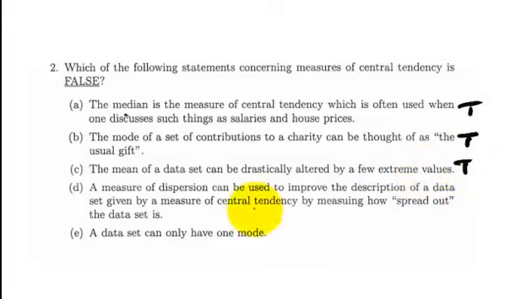So that one's true. Measures of dispersion can be used to improve the description of a data set given by a measure of central tendency by measuring how spread out. Okay, that word spread out was exactly what we meant by a measure of dispersion. It talked about how spread out your data values are. Could be from how spread out they are from the mean, which was the standard deviation. So that one's true.